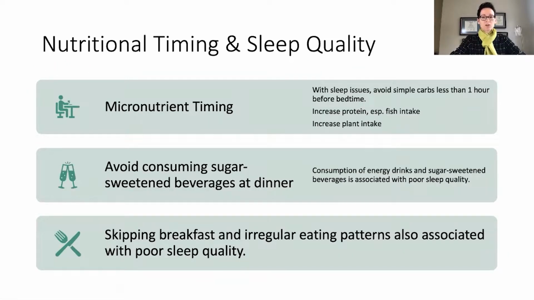Nutritional timing is also of importance. This is an emerging area of scientific evidence. So this is what we have available to us now. We don't want to be eating simple carbohydrates less than an hour before bedtime, although the consumption of complex carbohydrates can facilitate sleep. You want to avoid consuming sugar-sweetened beverages at dinner time. It's associated with poor sleep quality. Increase your protein, especially fatty fish intake in the evening. Increase your plant antioxidant intake. Increase the foods that are going to be melatonin producing.